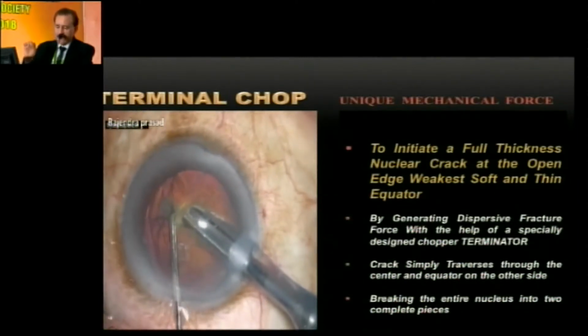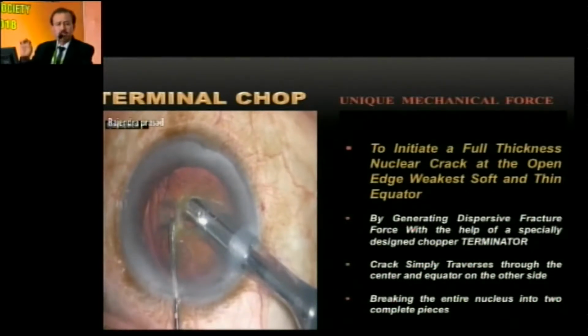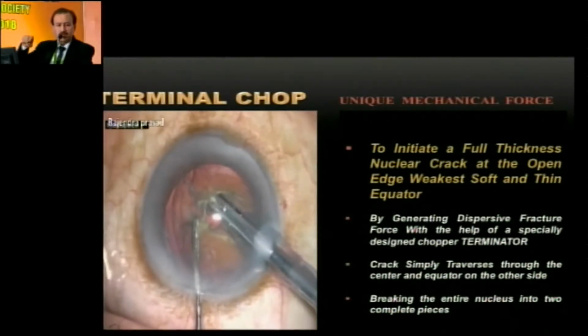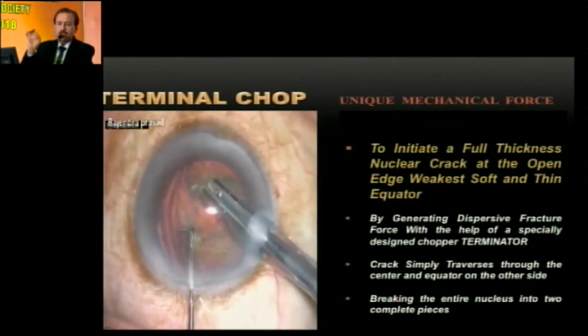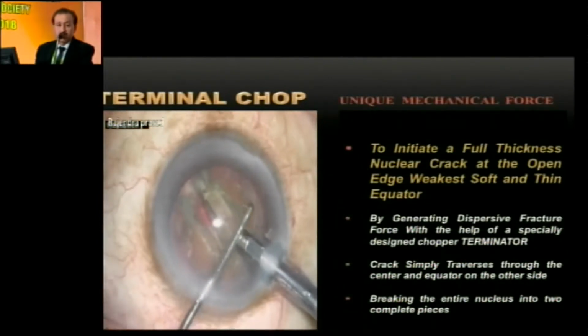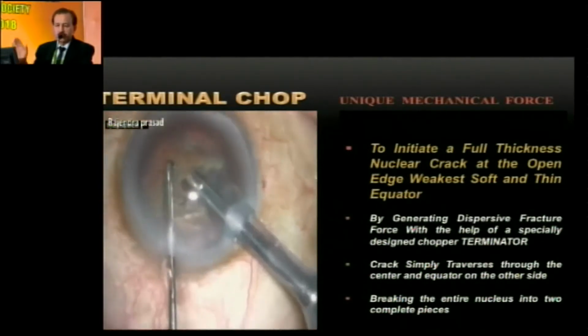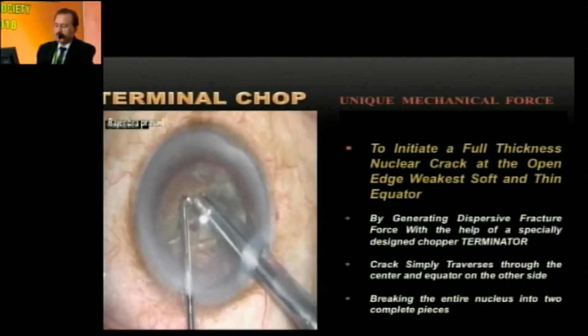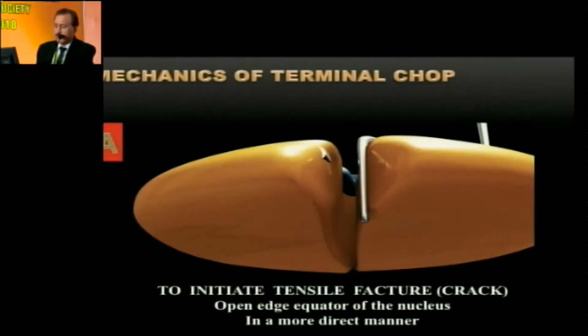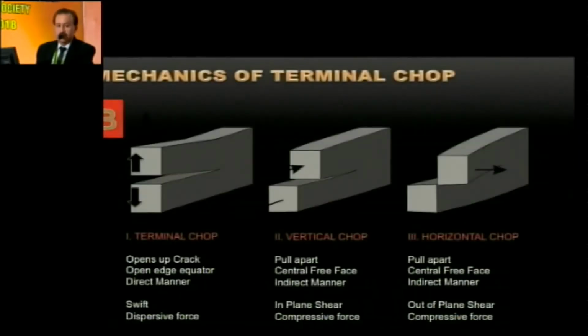Now this is a crack. This creates a sound actually, because when you're trying to hook this nucleus with this specialized chopper, you get a crack sound, and then the whole nucleus divides into 2, and the crack automatically traverses from the equator on one side to the equator on the other side, and you get a complete 2 segments of the nucleus. This is the mechanics. We initiate a crack at the equator, which automatically traverses towards the equator on the other side. Then the whole procedure becomes simple, because if you have a crack of the nucleus, then it's just splitting the nucleus into 2 pieces.